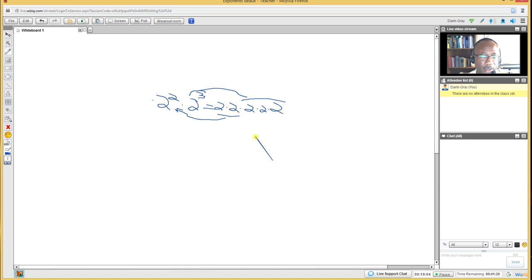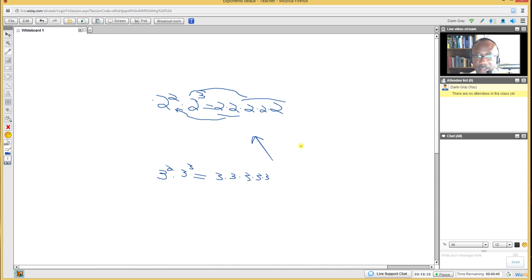Now, what would happen here if I did the same thing with 3? 3 to the second times 3 to the third. We'd end up with 3 times 3 for the first one, and then 3 times 3 times 3 for the second one, again with 5. Interesting. 2 and 3 give us 5. Well, let's see if that holds.